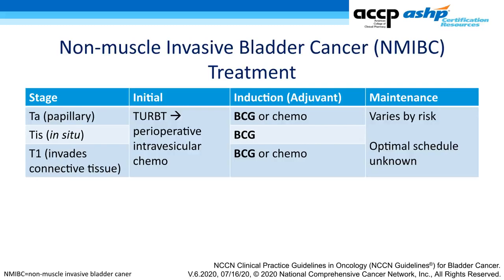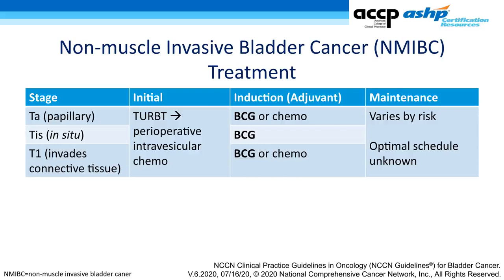So let's talk a bit about treatment of non-muscle invasive bladder cancer. The most common type of bladder cancer, roughly 70 to 80% of cases, again, of bladder cancer are non-muscle invasive. And this is either Ta, papillary, TIS, or in situ, or T1 tumors. So these tumors arise from the urothelial cells in the bladder, but are not yet invading the muscular layer surrounding the bladder. For example, a T1 tumor will invade connective tissue, but not muscular tissue.